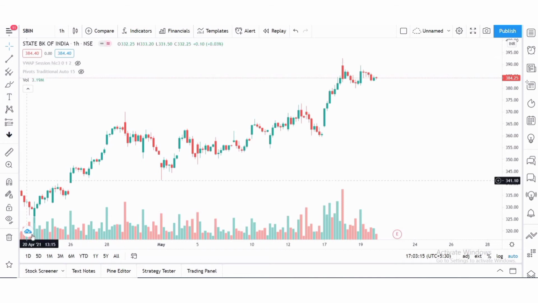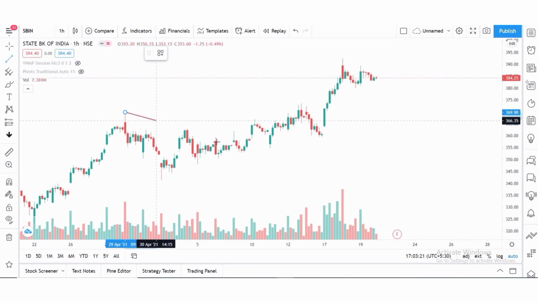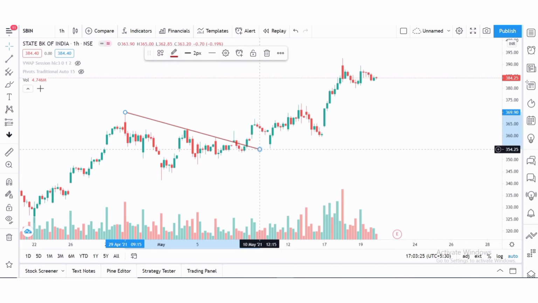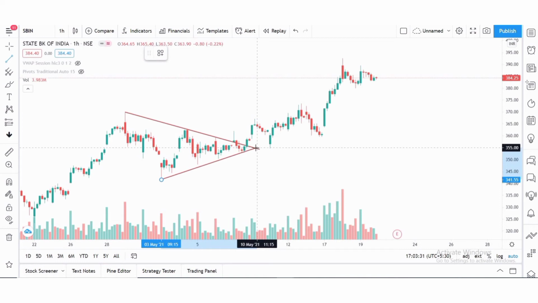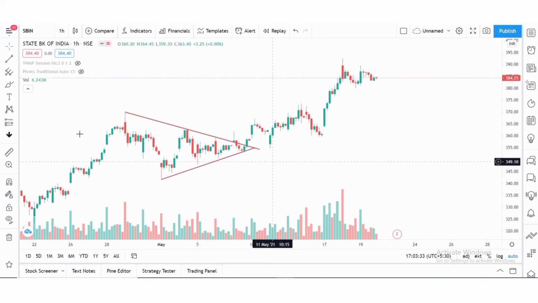We can see that the stock price was moving on the upside, and after that we got a narrow consolidation. The highs were on the lower side, forming a descending trend line, and the lows were on the upside making the ascending trend line. So yes, this is the perfect symmetrical triangle structure.